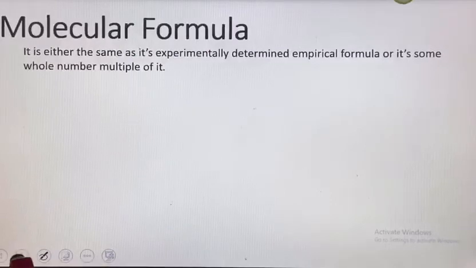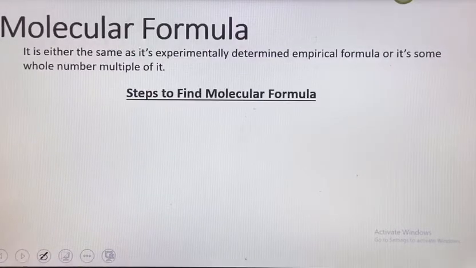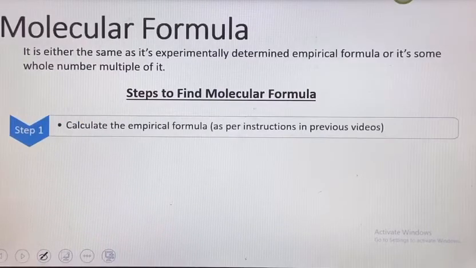Now moving on to the next part, let us understand what are the steps to find molecular formula. The first step is to calculate the empirical formula. Now sometimes empirical formula might be given to you, sometimes it might not be given to you. Okay, in case if it is given to you, it's a good thing, you can go ahead. If it is not given to you, you have to calculate the empirical formula as I had told you before.